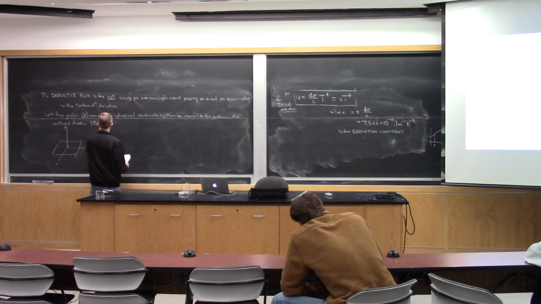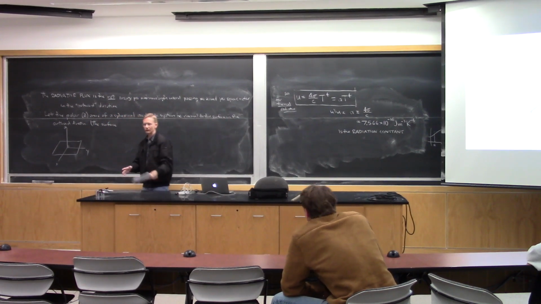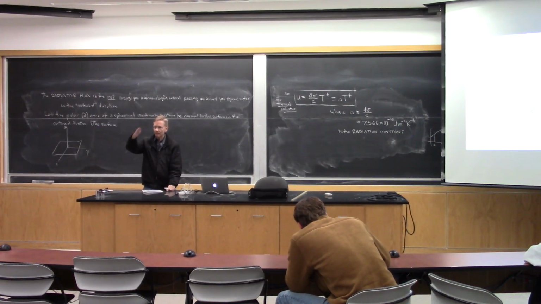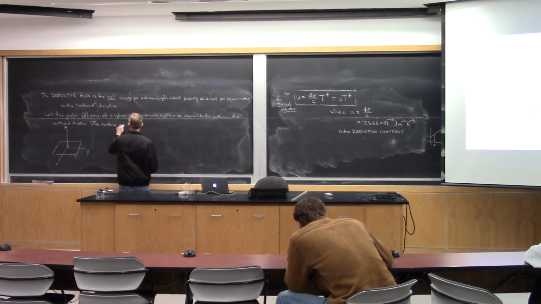I'll put in parentheses here, the surface need not be a physical surface, right? We've just got photons everywhere, and I can just say, here's some mathematical surface, and I'm going to try to find the net flux through that mathematical surface. So the surface need not be a physical surface. It could just be some imaginary mathematical surface.